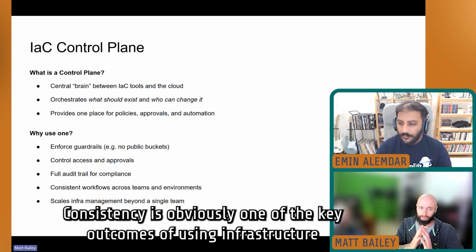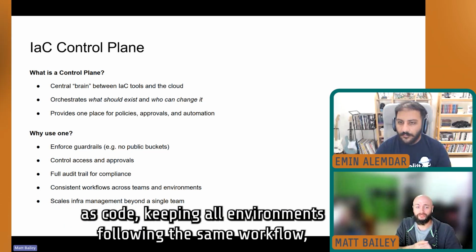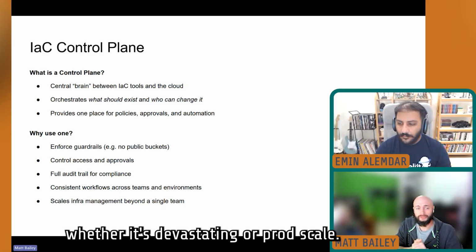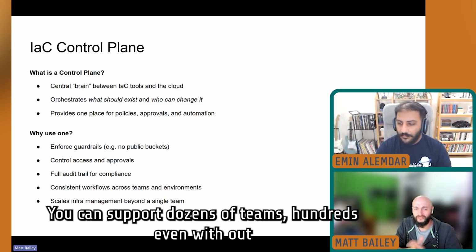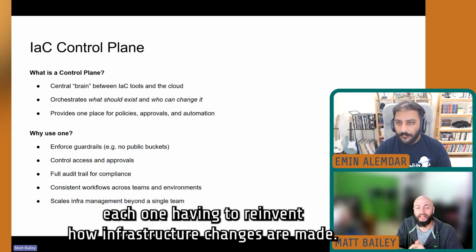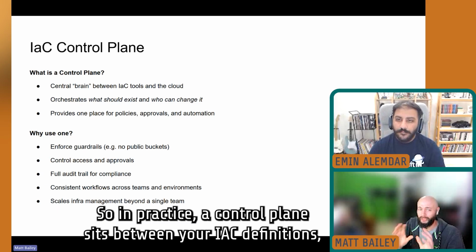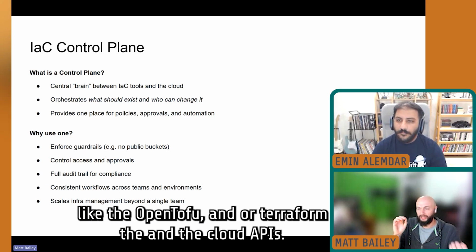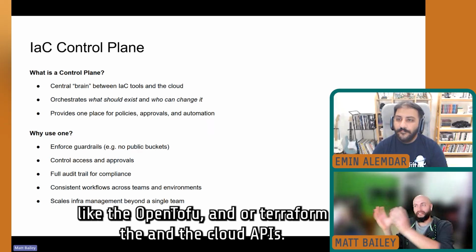Consistency is obviously one of the key outcomes of using infrastructure as code, keeping all environments following the same workflow, whether it's dev, staging or prod. Scale: you can support dozens of teams, hundreds even, without each one having to reinvent how infrastructure changes are made. So in practice, a control plane sits between your IaC definitions, like OpenTofu and/or Terraform, and the cloud APIs.